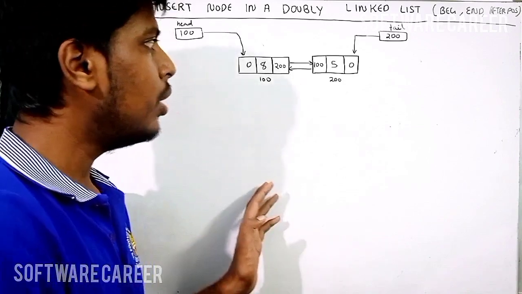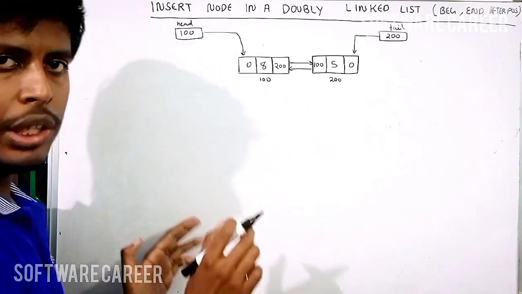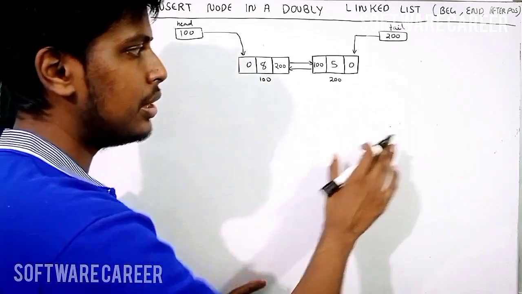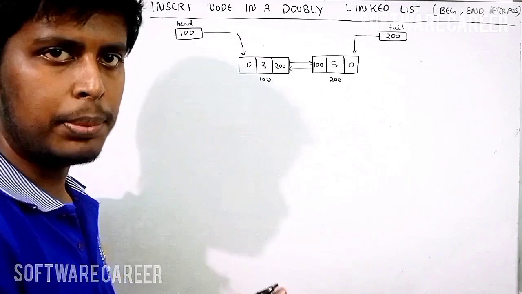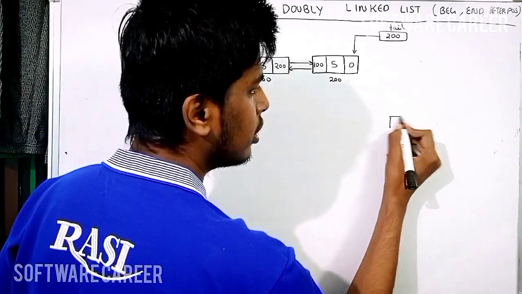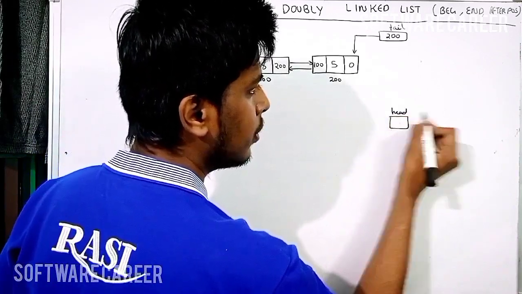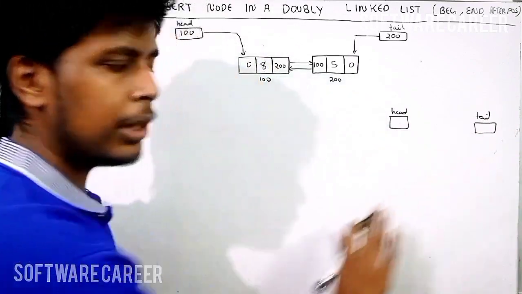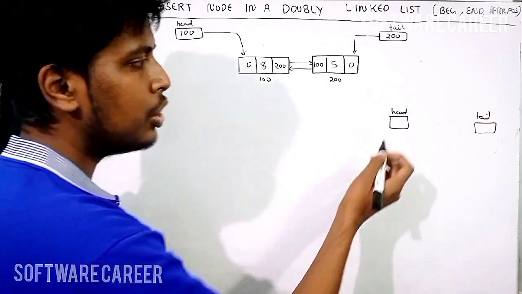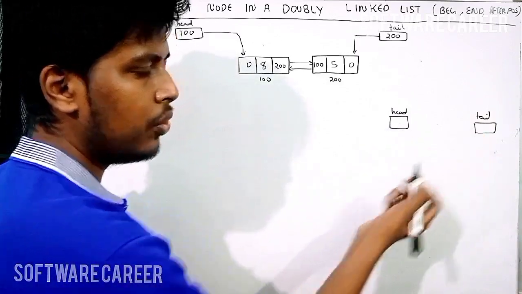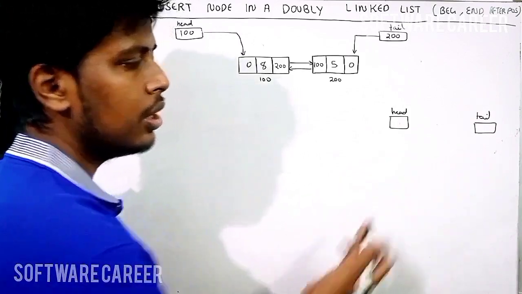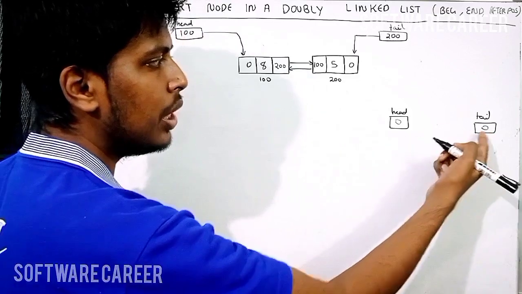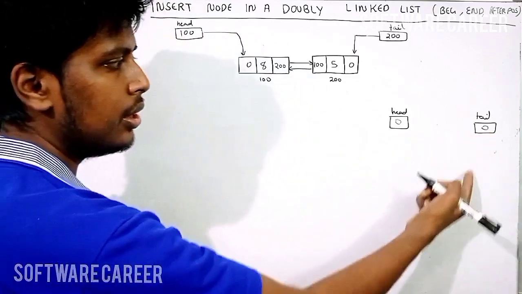Now let's see how to insert at the beginning of a doubly linked list. Here this linked list is not empty. First let's see the case when the doubly linked list is empty. I am taking two pointers, head and tail. There are no nodes present in the linked list. Head should point towards the first node, tail should point towards the last node, but there are no nodes. If no nodes are there, head value and tail value will be 0. So if these two values are 0, you can say the linked list is empty.